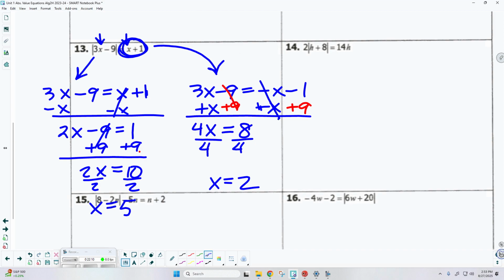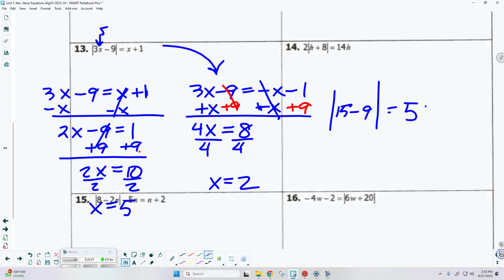Now, because we haven't seen one of these before, I will go ahead and show you, we'll plug in. Even though both of these do work, let's say the 5, because it was our first solution. So we have 3. If I plug 5 in here, what's 3 times 5? Okay, so 15. So 3 times 5 minus 9 should equal x plus 1.